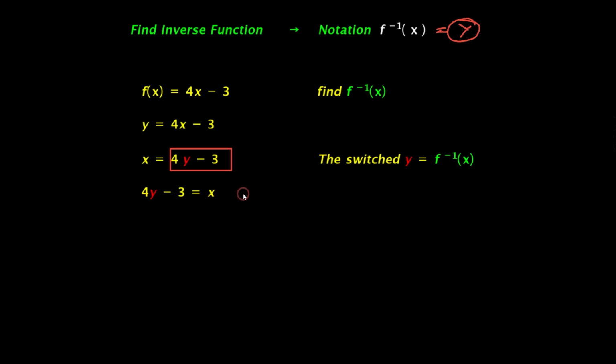Everything remains the same. Now, isolation of the y: we move the -3 to the right side. -3 will become +3, which is the same as adding 3 on both sides. Now, to isolate y, we divide the left side by 4, and we divide the entire right-hand side by 4. So y equals x plus 3 divided by 4. It's done. So the f inverse x is x plus 3 divided by 4. And we are done.